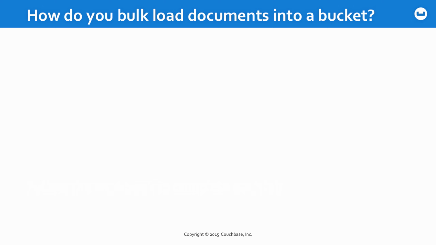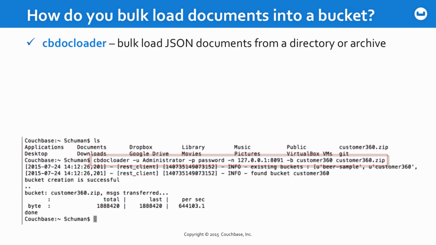So, a few learning points to help you through the first lab. How do you bulk load documents into a bucket? Well, for that, you're going to use a tool called cbdocloader. The workbook will show you where to find it. This allows you to bulk load JSON documents from a directory or archive into a specified data bucket in Couchbase.